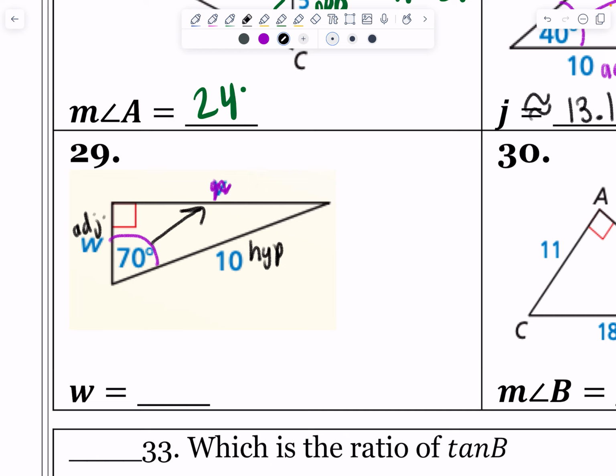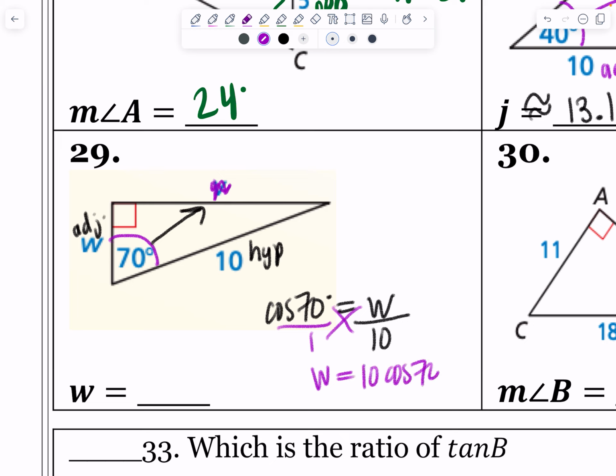That goes with cosine. So the cosine of 70 degrees is equal to its adjacent, which is W, over its hypotenuse, which is 10. Again, we put this over 1 and we cross multiply. So thankfully, W is already going to be by itself. That's going to be equal to 10 times the cosine of 70. 10 times the cosine of 70 to the nearest tenth is going to be about 3.4. Does that make sense? Is 3.4 less than 10 as the hypotenuse? Yes, it is.